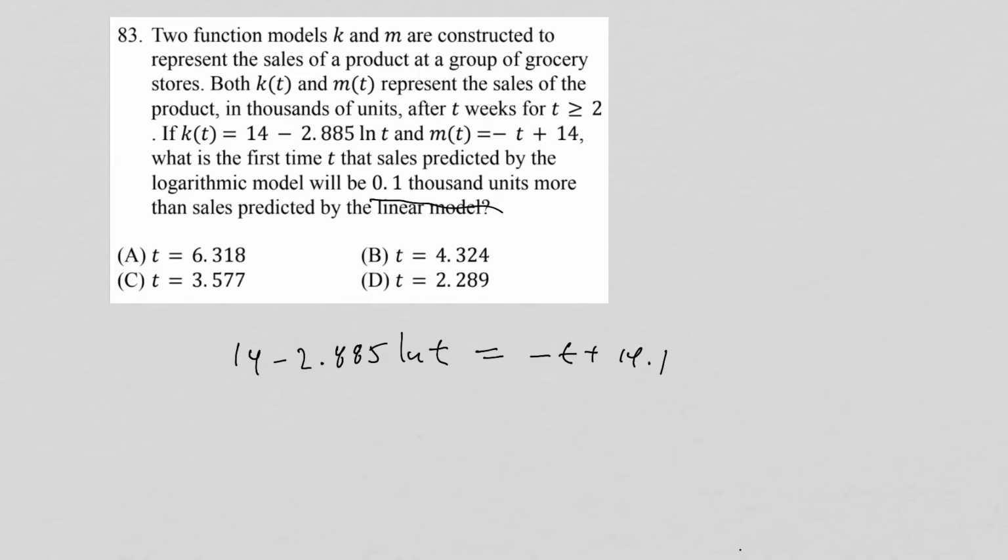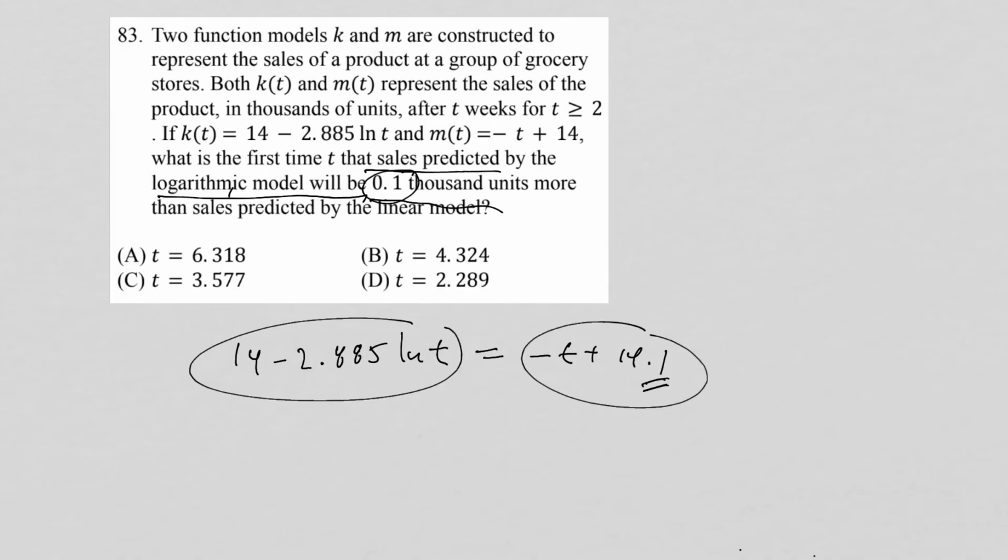And the best way to do this one is by graphing the two functions and seeing where they intersect. But notice I had to put the 0.1 there, because it doesn't say when will the models have the same prediction. They want to know, when is the sales predicted by the logarithmic this much more than the other model. So I want to know, when does it equal with this extra 0.1 in there. So for this, I would plot both of these on a calculator, including this 0.1 here, and see where they intersect.